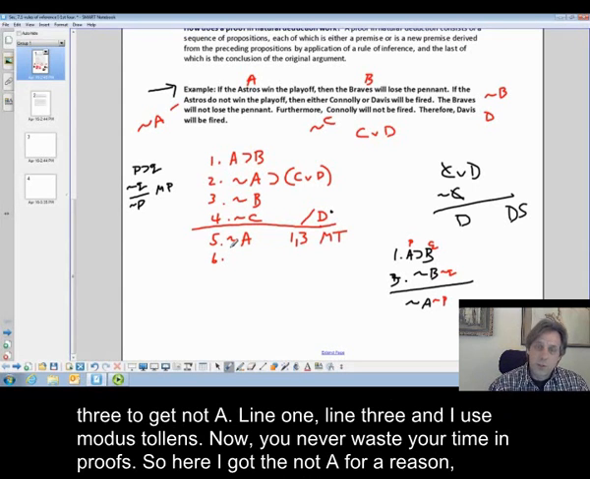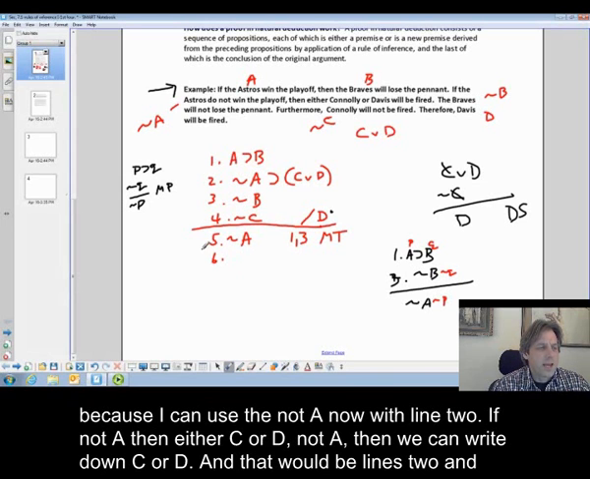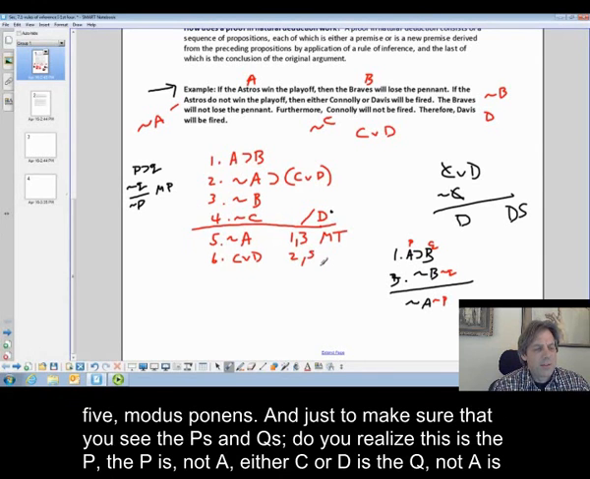Now, you never waste your time in proofs. So here, I got the not A for a reason, because I can use the not A now with line 2. If not A, then either C or D. Not A, then we can write down C or D. And that would be lines 2 and 5, modus ponens.